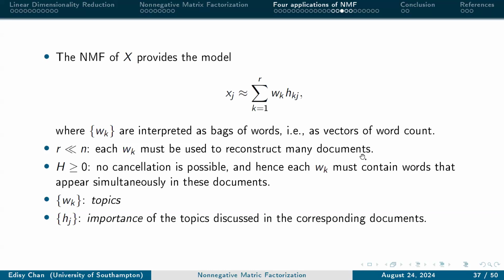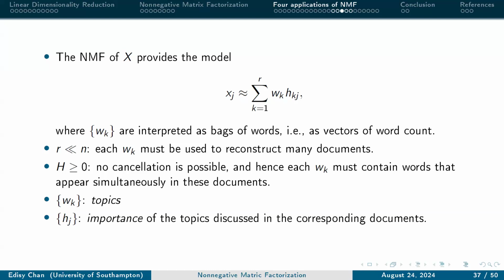Now you can see that if we do the NMF on this, then we will get the solutions. The WK are the bag of words, basically the vectors of the word counts. Because R is much smaller than N, each WK will be used to reconstruct many documents. Basically we call them the topics, okay?